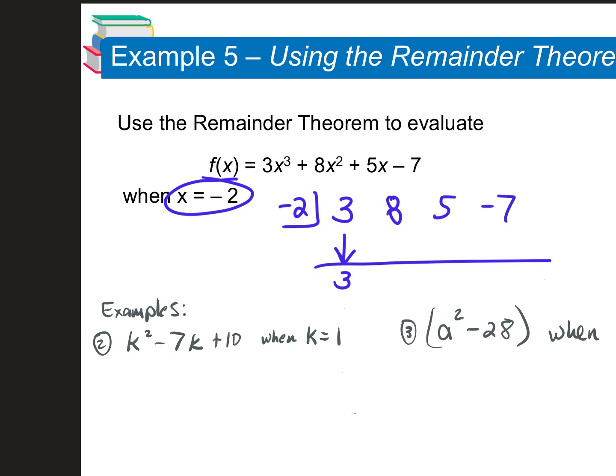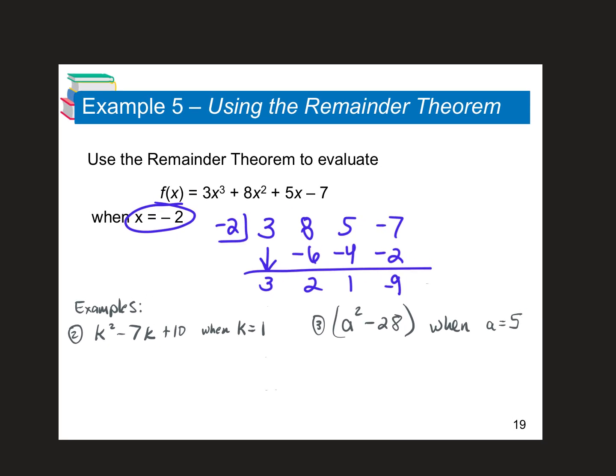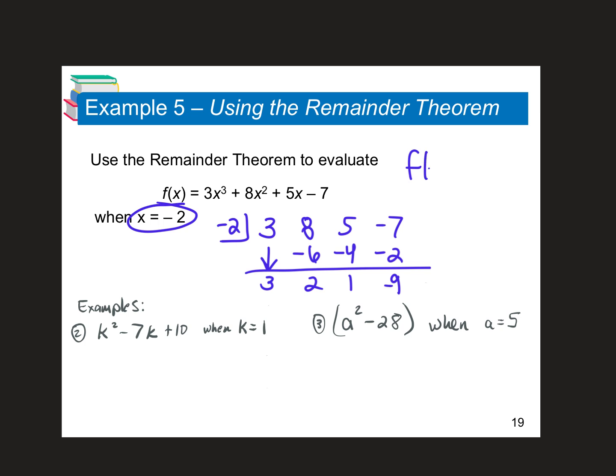What's 3 times -2? -6. What's 8 and -6? 2. Perfect. What's 2 times -2? -4. What's 5 and -4? 1. Perfect. 1 times -2? -2. -7 and -2? -9. So the way you would answer this question is you would say f of -2. When I evaluate using -2, what is my remainder? Just the number. All they want is to find out what the remainder is.